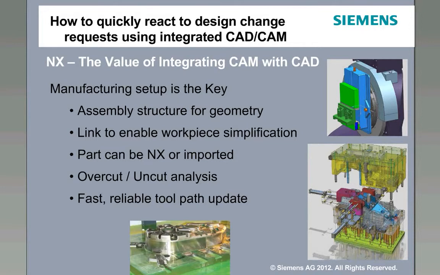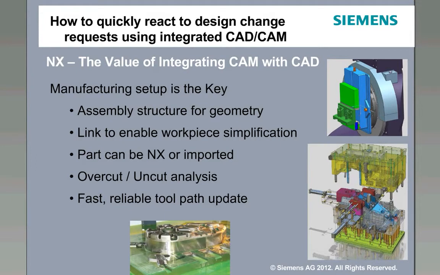The assembly structure allows us to bring in fixturing geometry, part geometry, and once we have all the geometry into our manufacturing setup, we create a link to enable the workpiece simplification. And the link also gives us associativity back to the design model. So that means that the part can be a native NX part, or it can be imported from a foreign system. The behavior will be the same in terms of the associativity to the linked body.